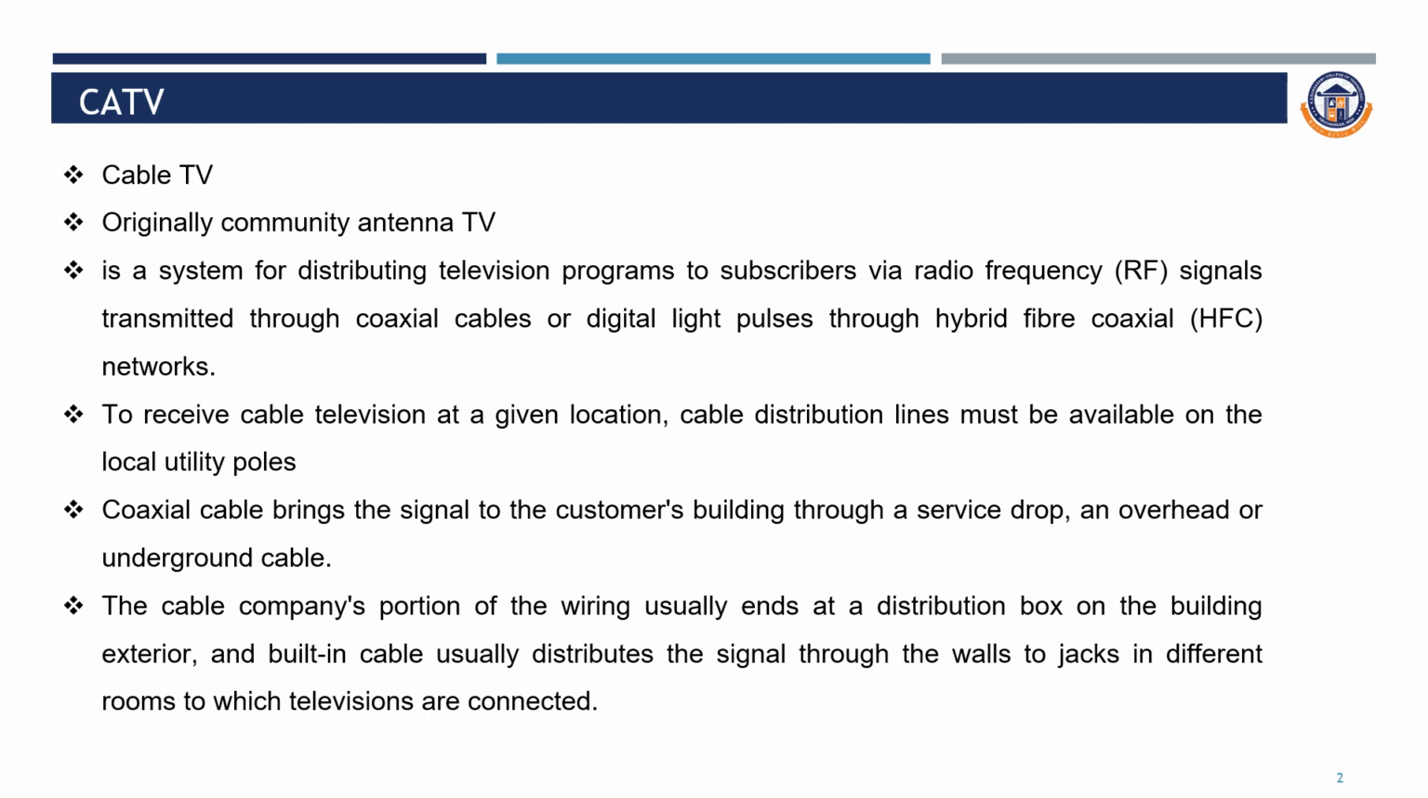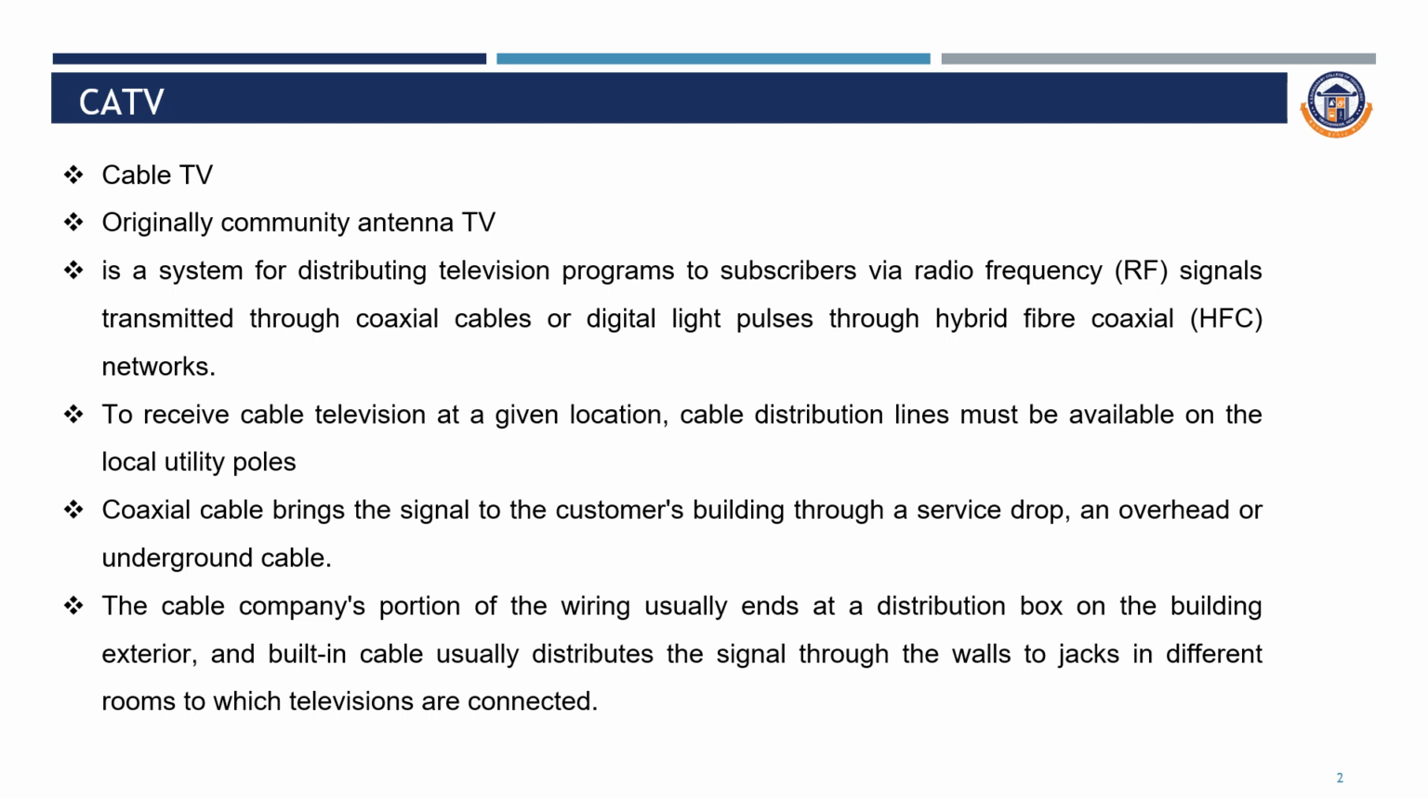Community Antenna TV System is called cable TV. Nowadays, we are calling it cable TV. Originally, it was called Community Antenna TV Systems. It is specifically for distributing television programs through RF signals. These RF signals are transmitted through coaxial cables or by digital light pulses through hybrid fiber coaxial networks.